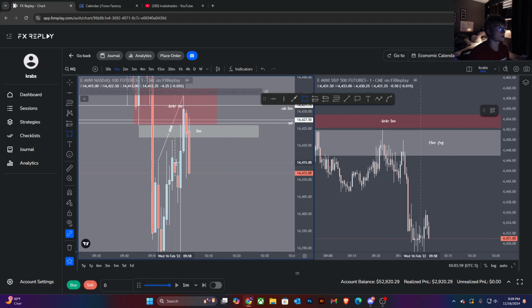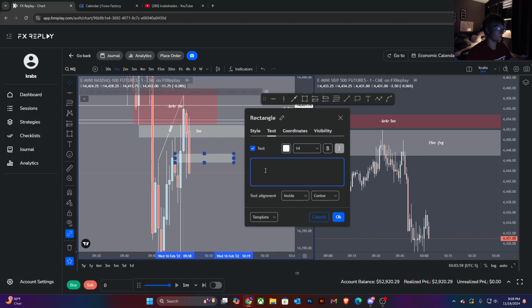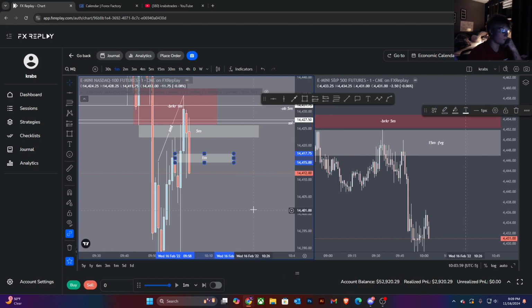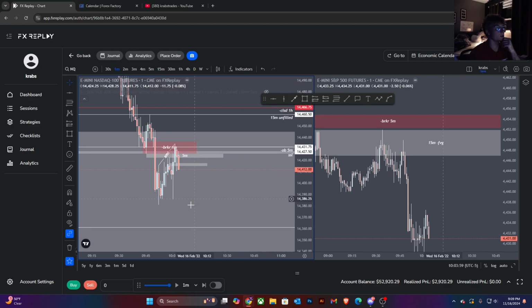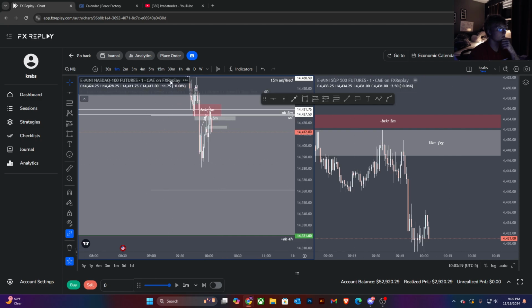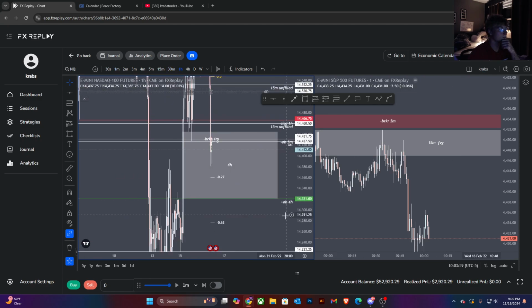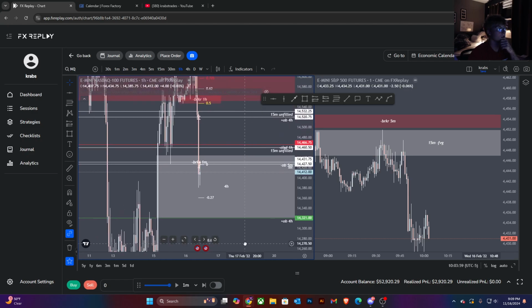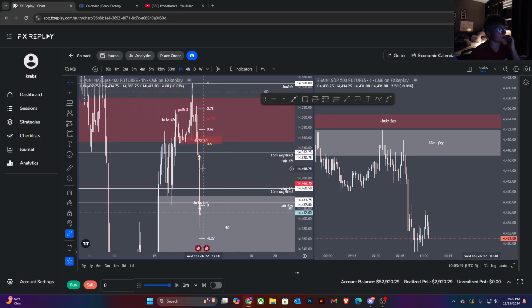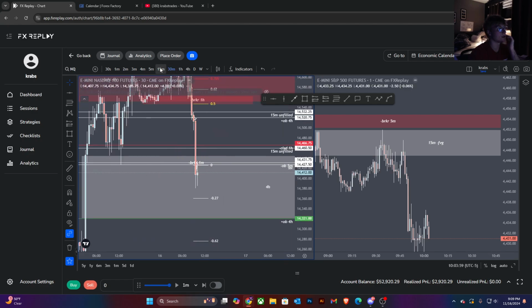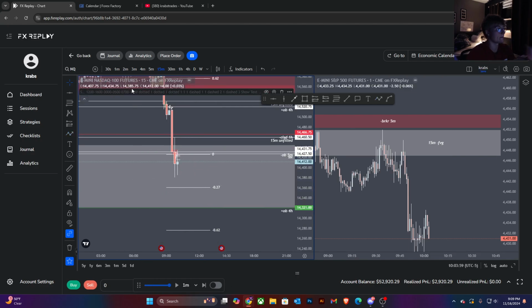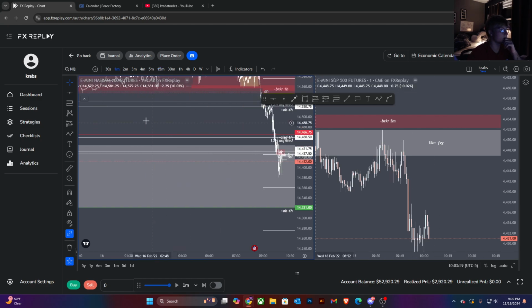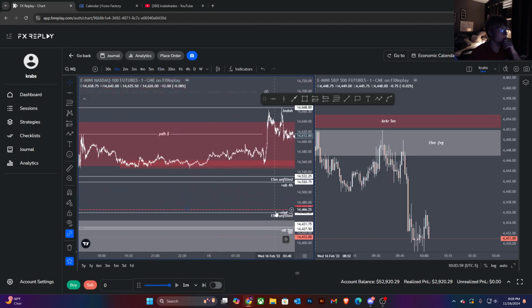This 1 minute is tempting for a continuation. But shorting here is kind of crazy without at least tapping into this 15-minute unfilled fair value gap. Also forgot to mark up true day open.